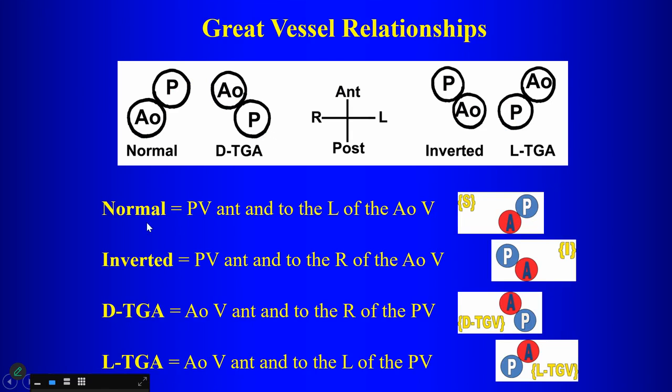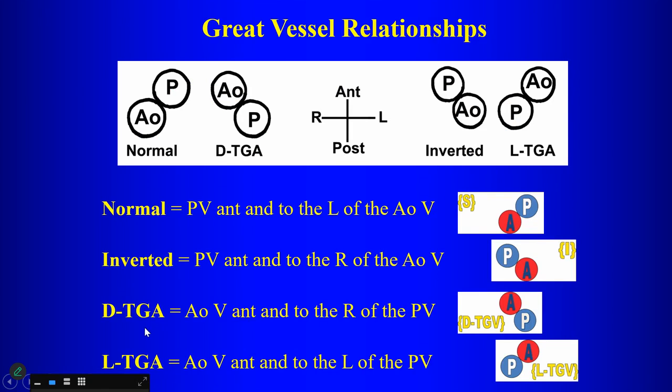All right? So normal, the pulmonary valve is anterior to the left of the aortic valve, or the pulmonary artery anterior to the left. We know that. The shortcut term for that is an abbreviation, S. We'll get into that when we talk about the van Praagh nomenclature here. Inverted means it's the mirror image of normal, right? So the pulmonary artery, instead of being to the left, is to the right.